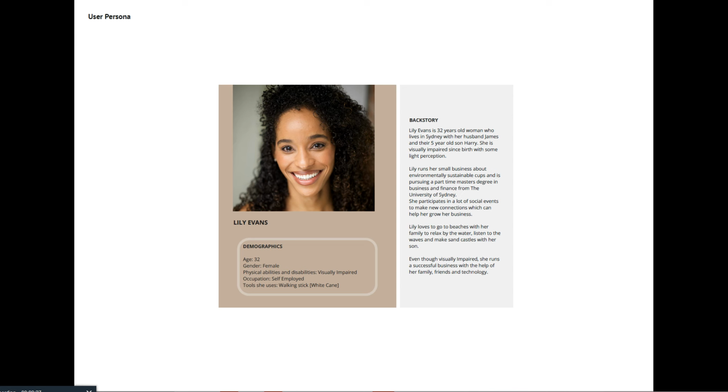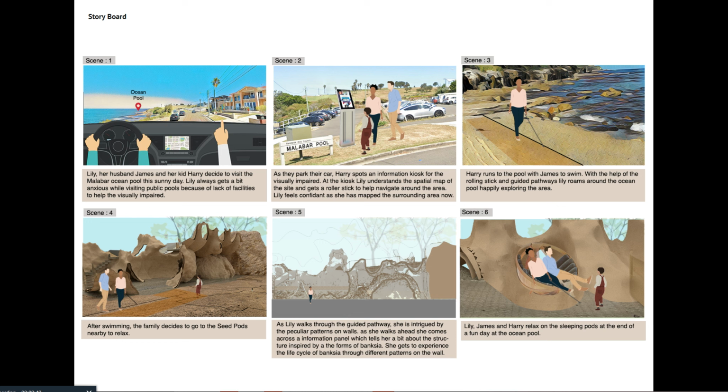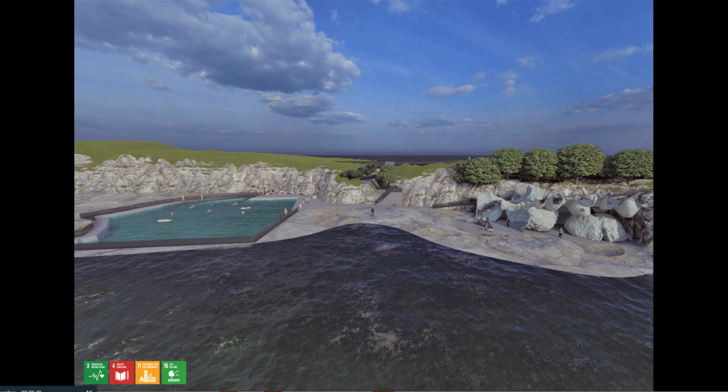For our user interaction study, we created this user persona. This is Lily Evans. She is 32 years old. She has been visually impaired since birth with some light perception. She lives in Sydney with her husband James and her son Harry. We created the storyboard to understand how the user would interact with the design. Here is the storyboard.